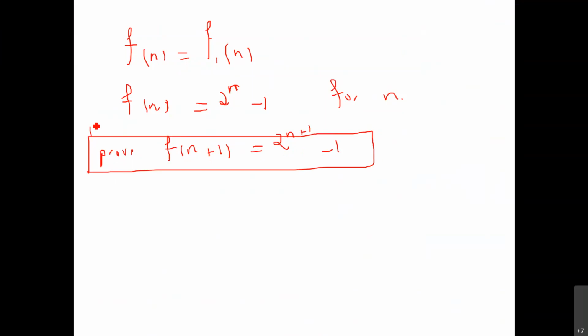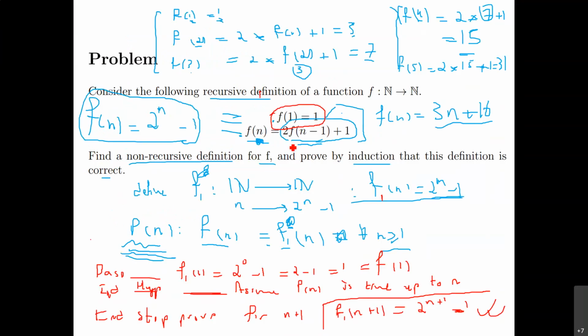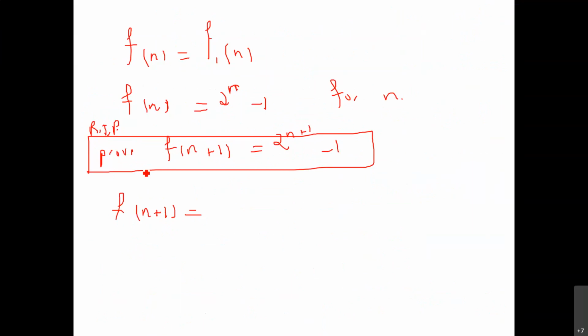So this is required to prove. How can we do that? Well, what's the definition that they gave us? This element is what? 2 times the previous element plus 1. So it's going to be 2 times f of n, minus 1.